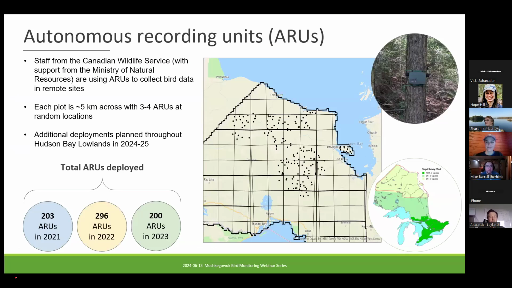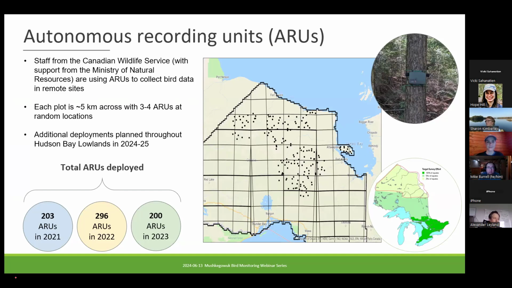And then the other way that we're getting coverage this time around in the far north is through the use of the autonomous recording units that Kaylin mentioned earlier. There's a huge number that have been deployed over the first 3 years of the Atlas, about 200 to 300 per year, deployed across the region you see on the map. All those little black dots are places where these ARUs have been deployed.